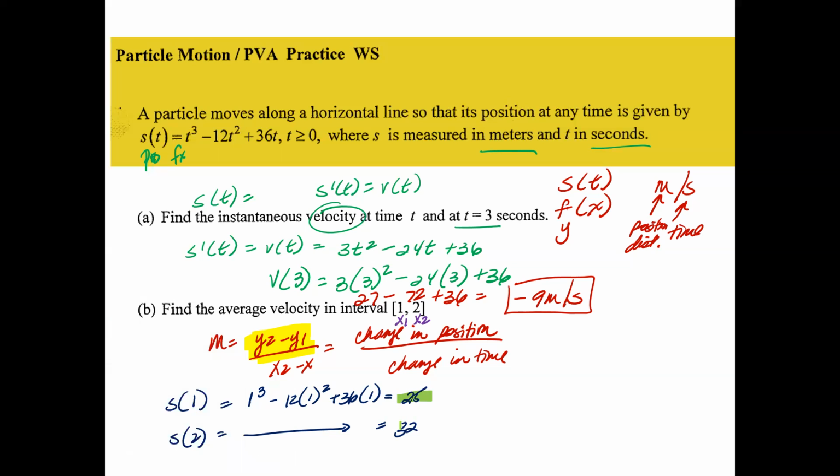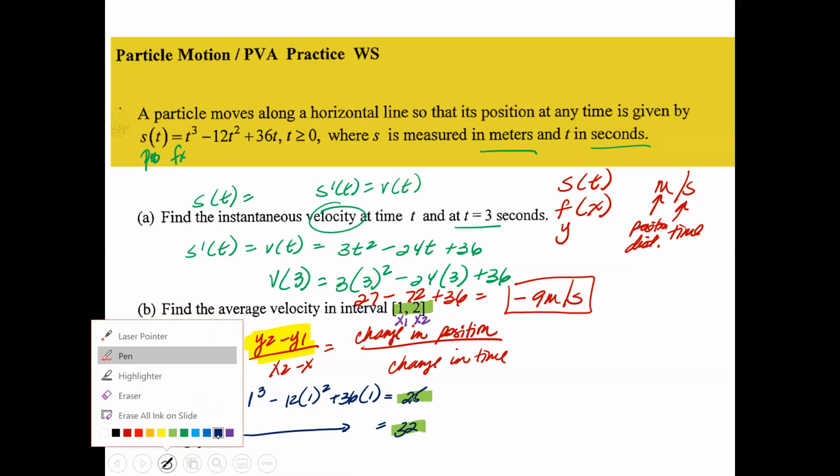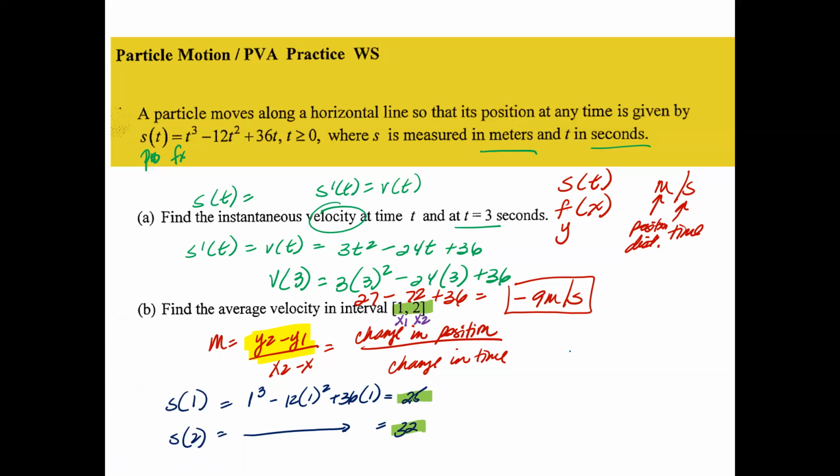Now that we have the y's and the x's, I can now plug this into my slope formula. So my slope is going to be s of 2 minus s of 1, which is y2 minus y1, divided by 2 minus 1. So I'm going to relay those numbers back. That's 32 minus 25 over 2 minus 1. And so my slope here, or the average velocity, is going to be 7 meters per second.